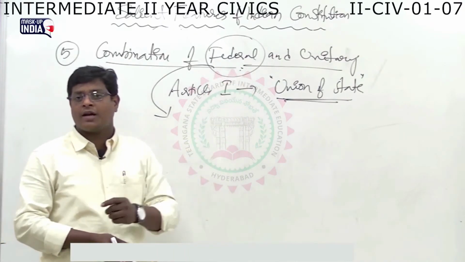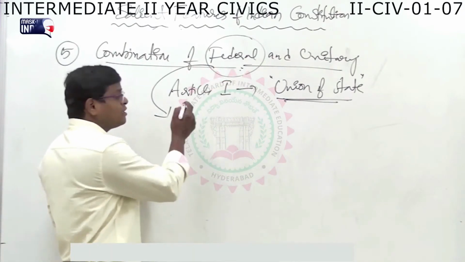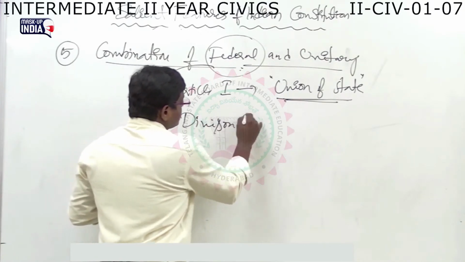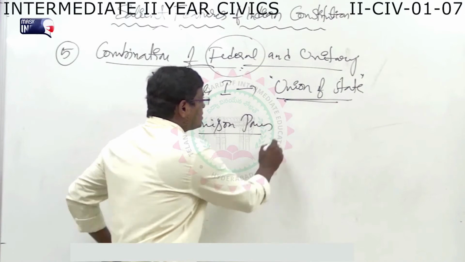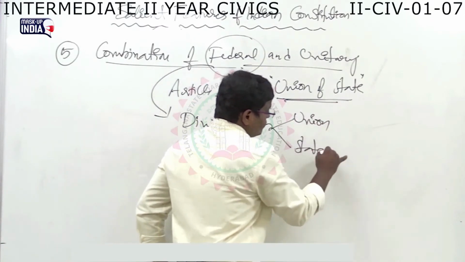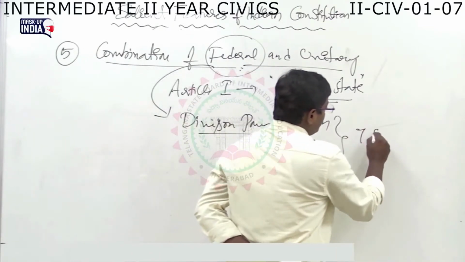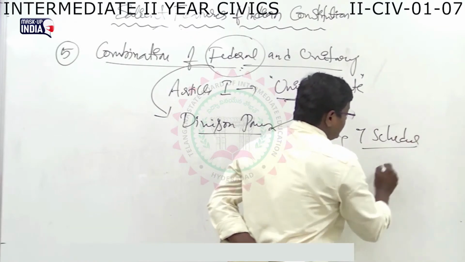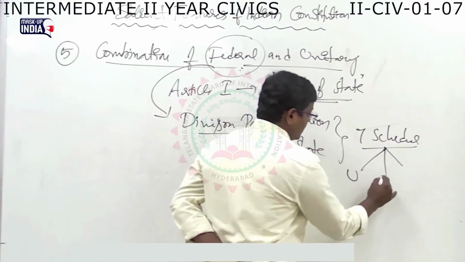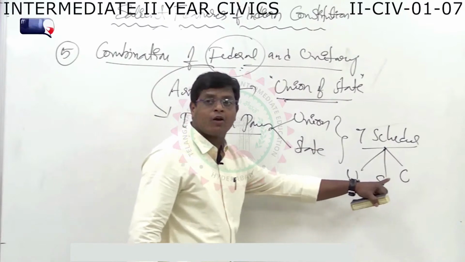Finally we concluded our federal government is closely related to the Canadian model of federal government, because the basic feature of the federal government is division of powers. Powers are divided between union government and state government. You know very well, the 7th Schedule divided the entire powers into 3 lists: union list, state list, concurrent list.